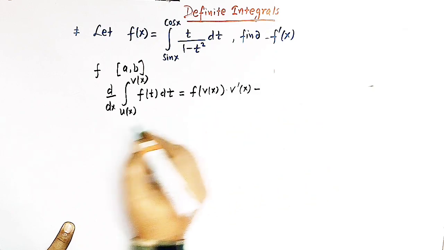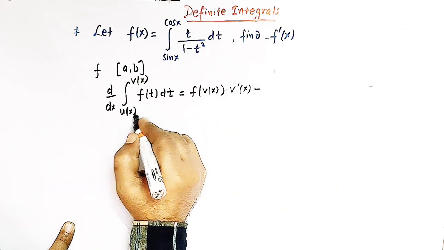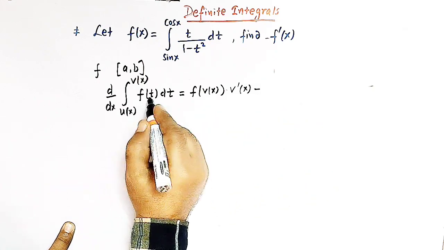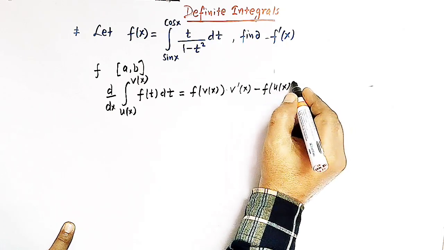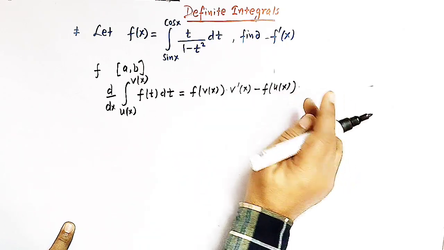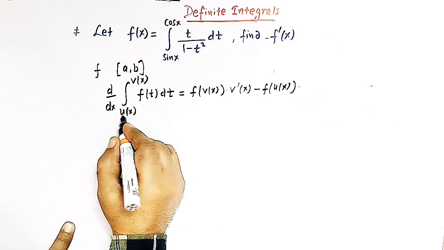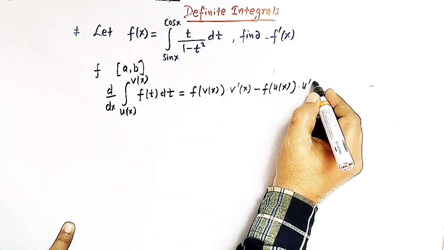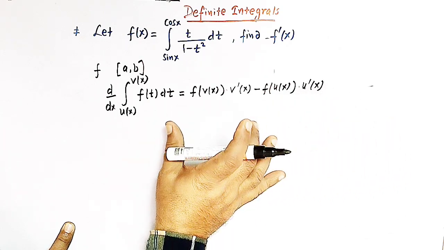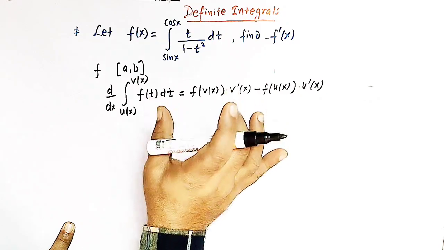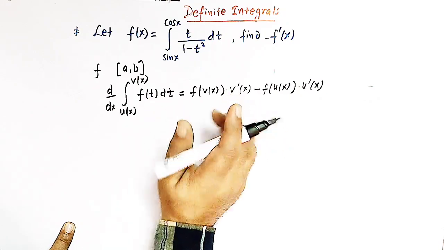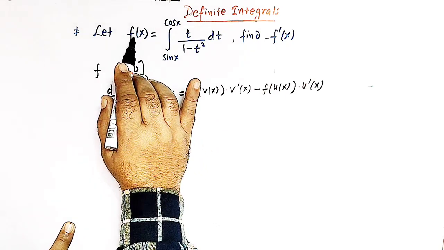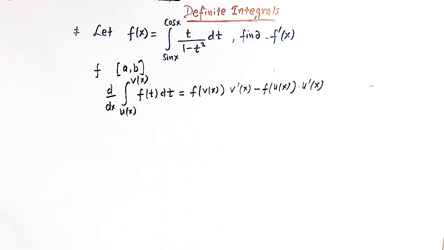Then we have a negative sign, and then we replace this t by u of x. So we have f of u of x, and we multiply this quantity by the derivative of u of x, right? So this is our Leibniz integral rule which we are going to use to get the derivative of this function f of x.